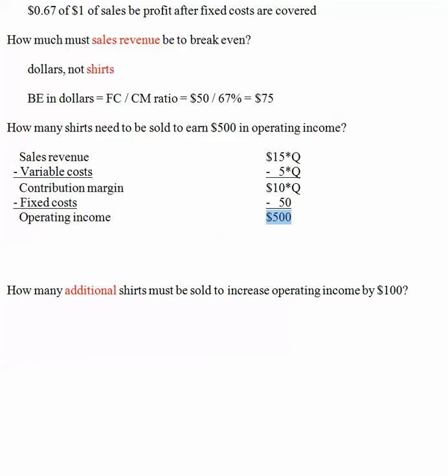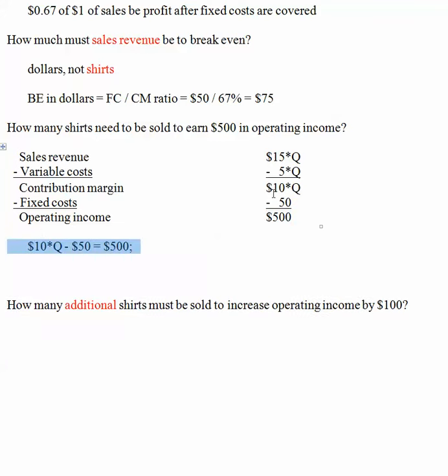Well, let's go through. If we take this and set it horizontally, we can solve for Q to see what we need to sell. Again, the formula is you take your amount of profit you want to make plus your fixed costs and divide it by your contribution margin. And here we get 55 shirts. So you'd have to sell 55, and when you take 10 times 55 and subtract your 50, you get your $500 operating income.